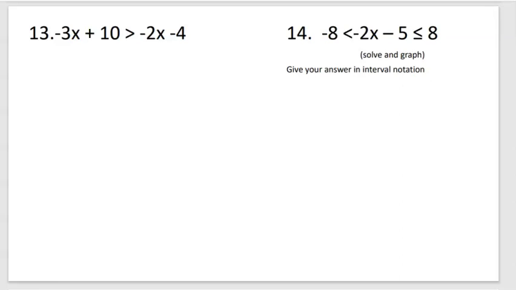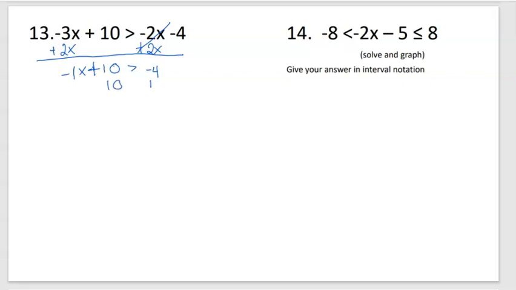Number 13, negative 3x plus 10 greater than negative 2x minus 4. What I'm going to do is move this 2x to the other side. It was negative, so I'm going to add it. The x's will cancel on the right, and you're just left with a negative 4. Over here, negative 3x plus 2x is negative 1x plus 10 is greater than negative 4.